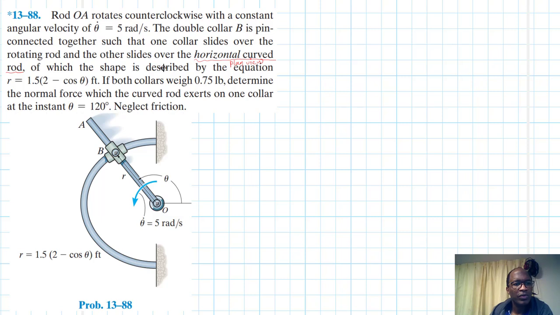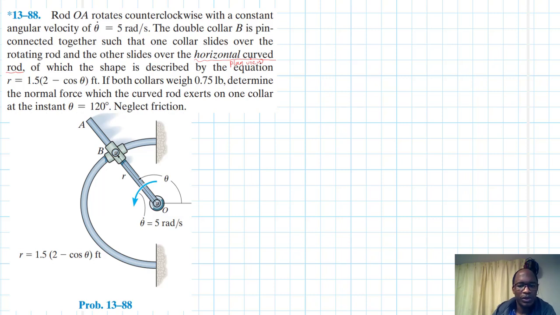one collar slides over the rotating rod and the other slides over the horizontal curved rod. So we are assuming this is in the horizontal plane, plan view, or horizontal plane. This is what we are saying.